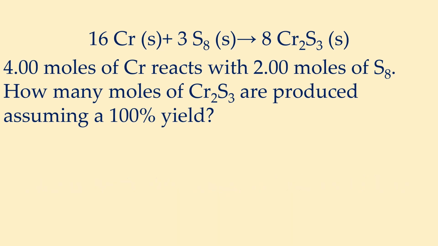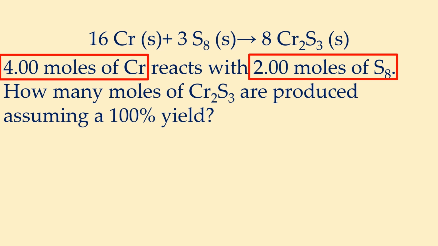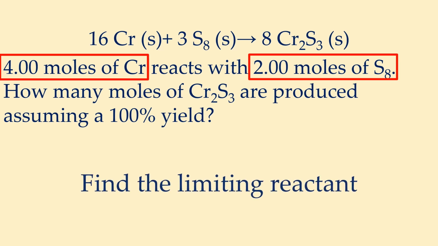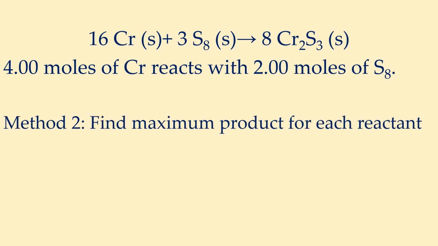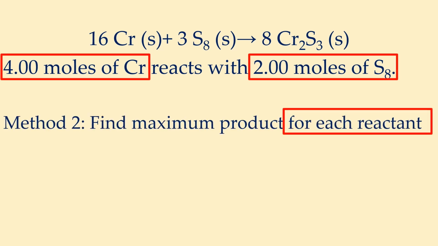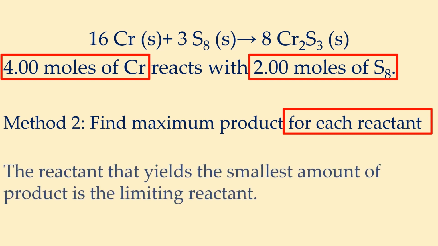Exact amounts of reactant are provided: 4.00 moles of chromium and 2.00 moles of molecular sulfur. We must find the limiting reactant in this problem. In this method, I'll find the maximum product for each reactant. So I'll be doing two stoichiometry problems. The reactant that yields the smallest amount of product is the limiting reactant. Let's get started.